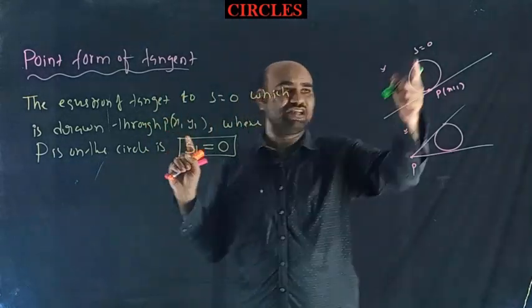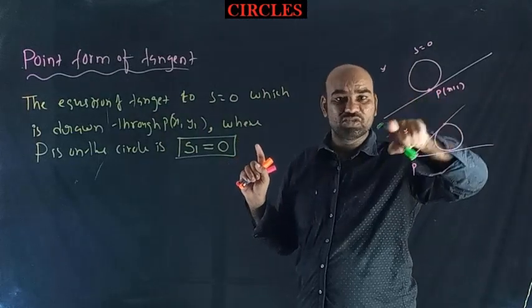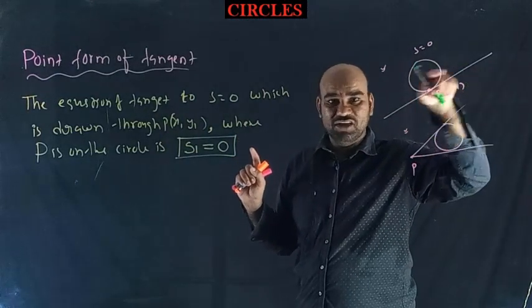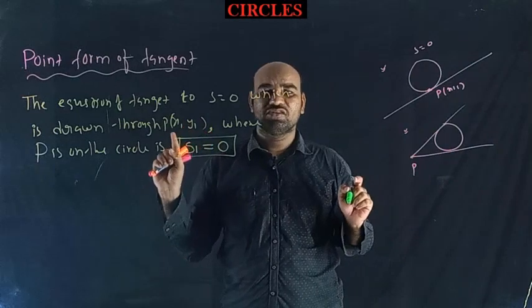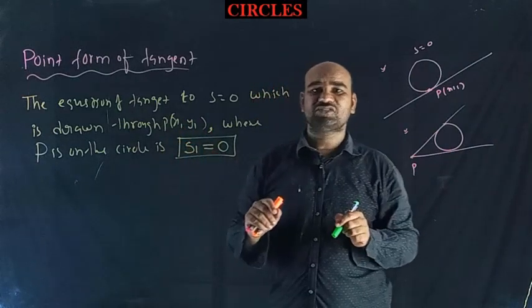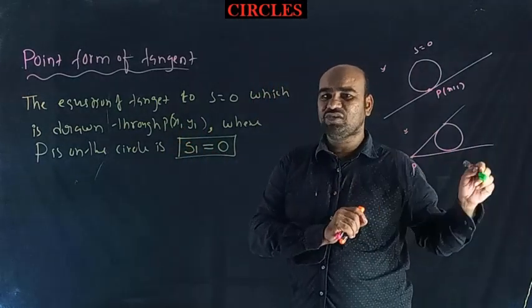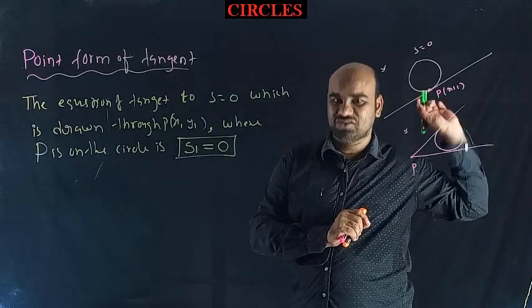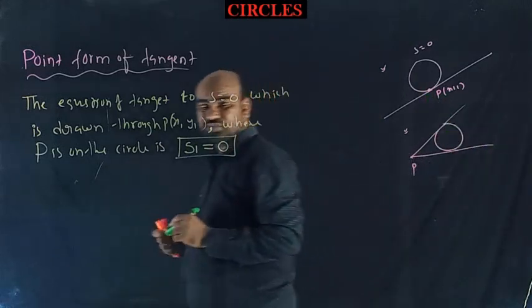Okay. So a circle is given, a point on the circle is given. Through this point you want to find the equation of the tangent. The equation of the tangent should be S1 equal to 0. S1 means what? xx1 + yy1 + g(x + x1) + f(y + y1) + c equal to 0. That we should prove now.